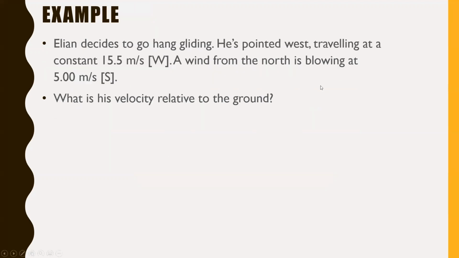Here we go. So first question, and I'm not having these printed off for you guys, so you're going to want to copy this down when you can. Elian decides to go hang gliding. He's pointed west, traveling at a constant 15.5 meters per second west, but there's a wind from the north blowing at 5.00 meters per second south. The question's asking, what is his velocity?